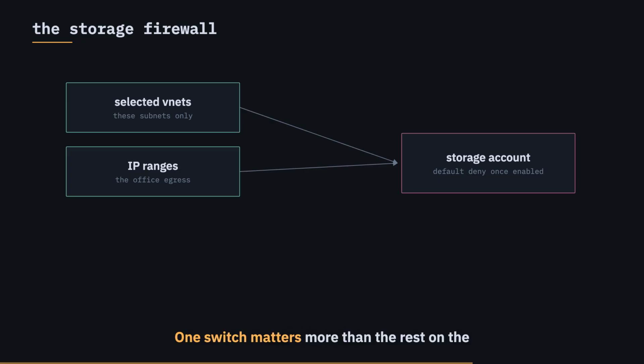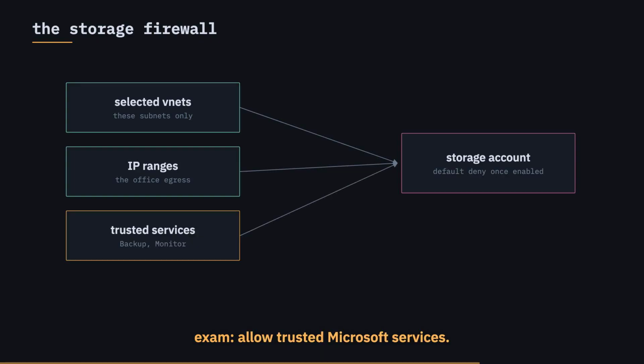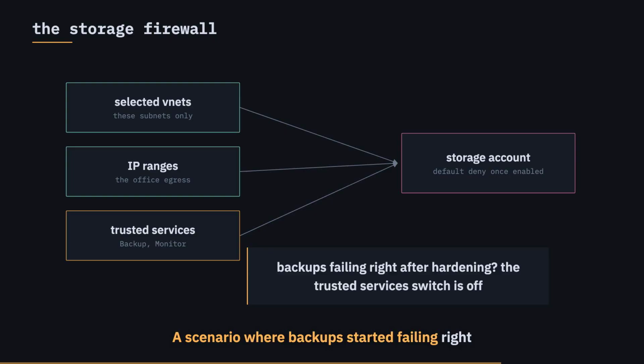One switch matters more than the rest on the exam. Allow trusted Microsoft services. Platform services like Azure Backup and Azure Monitor operate from outside your networks, and a strict firewall locks them out too, until that exception is on. A scenario where backups started failing right after someone hardened the storage firewall is pointing straight at it.